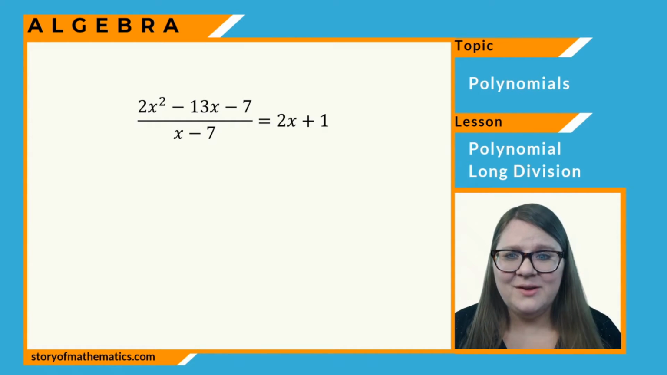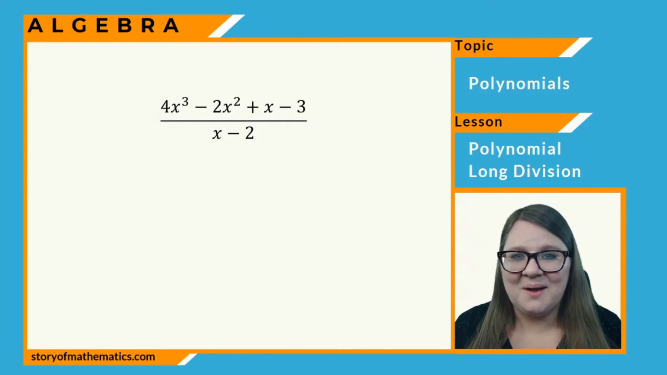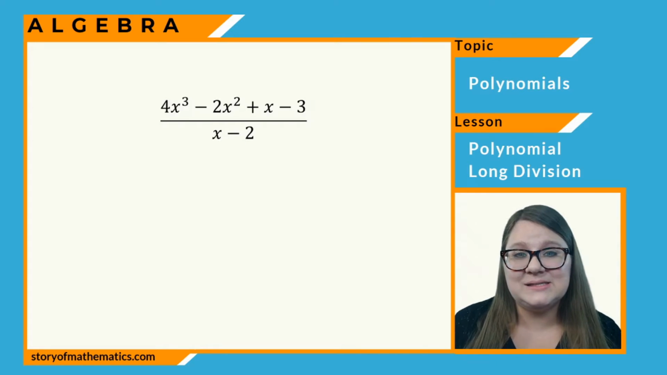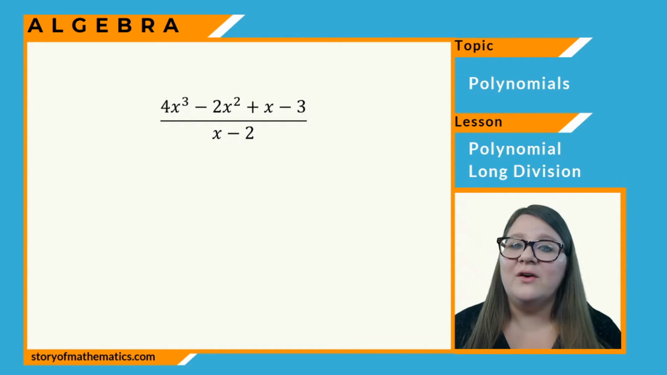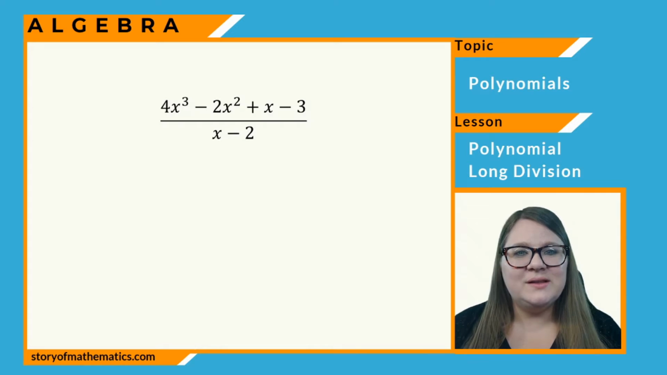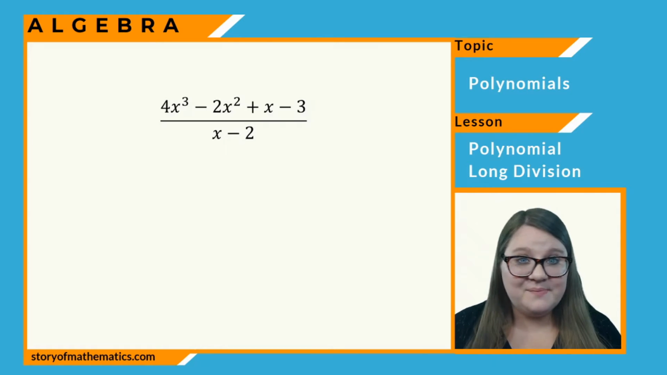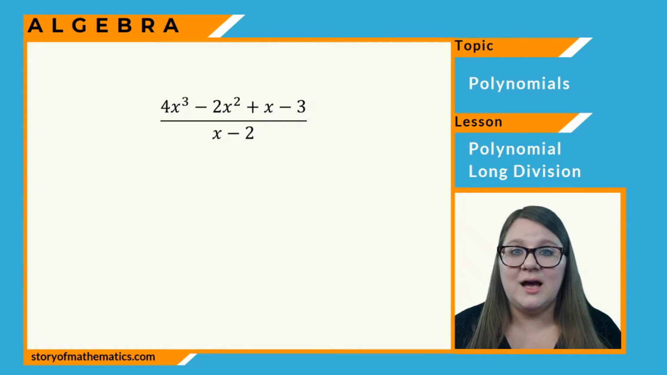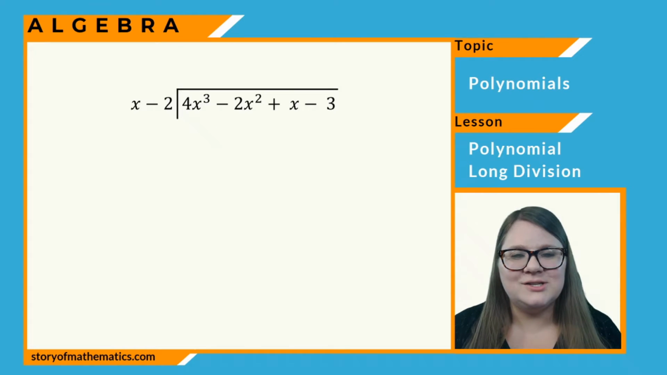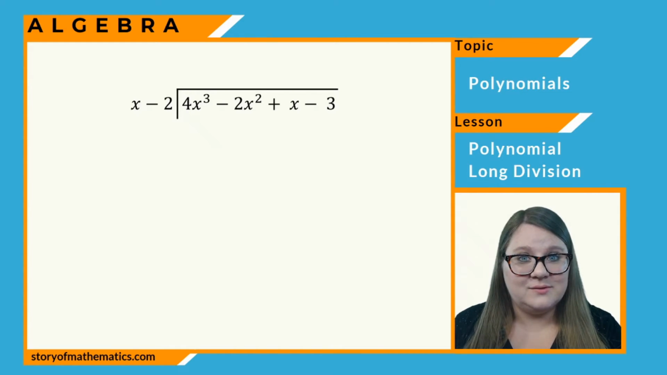The remainder won't always be 0. For example, let's take a look at this problem. 4x cubed minus 2x squared plus x minus 3 all over x minus 2. So in this problem, we're going to still set it up the exact same way. The top of the fraction goes underneath the house, and the bottom of the fraction goes on the outside of the house. Now I want to start by taking the inside of the house's first thing, 4x cubed, and divide it by the first term of the outside of the house.